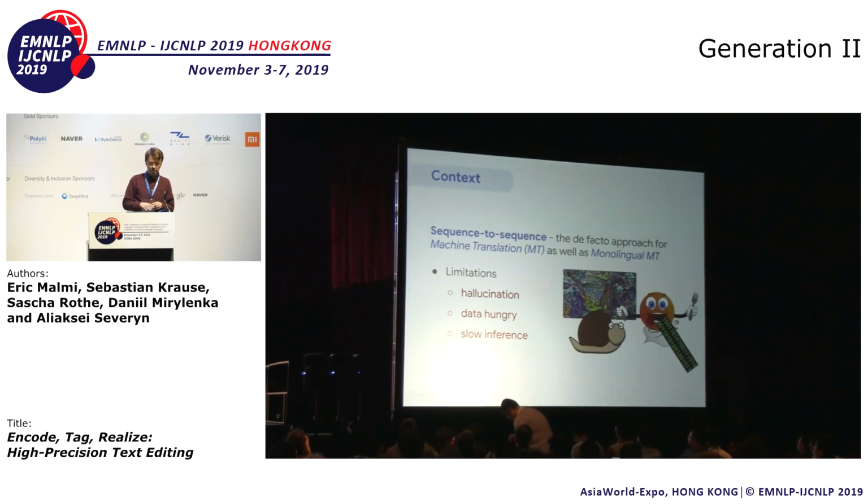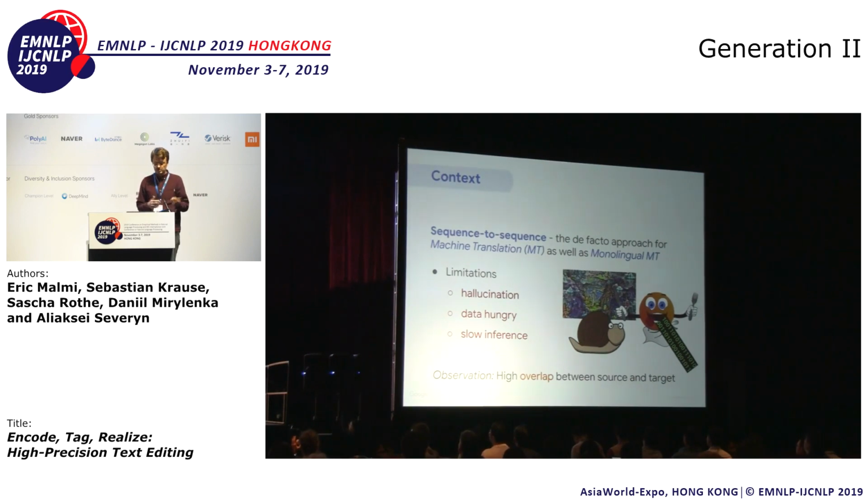Also, one of the key characteristics of monolingual tasks is that usually there's a high overlap between the source and the target sentence. To capture this observation, people have developed different kinds of copy mechanisms to make it easier for the model to copy words from the source. But even with these mechanisms, the models are still susceptible to limitations like hallucination.